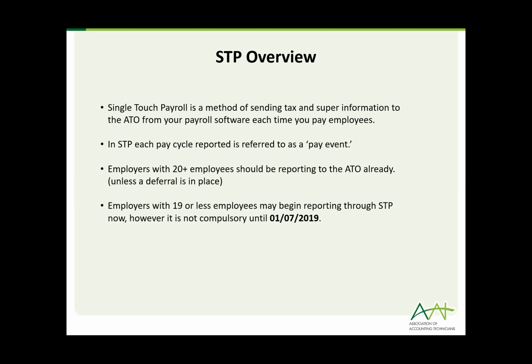Employers with 20+ employees should already be reporting to the ATO as of last year in July. And as of the 1st of July 2019, employers with 19 or less employees should be reporting through STP.